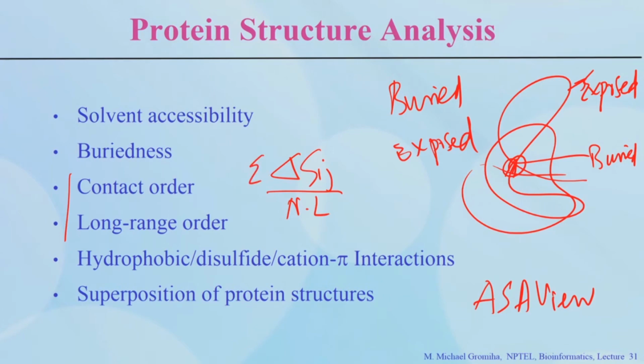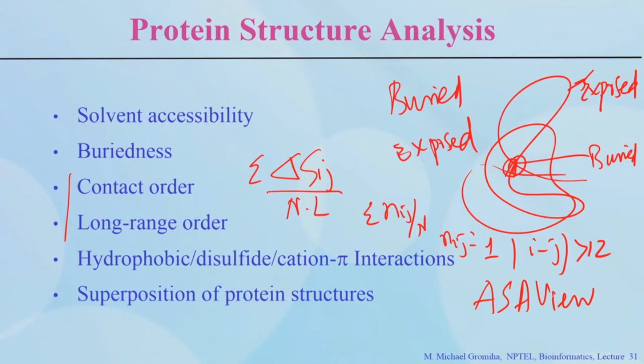What about long range order? You can use Nij by N. So, Nij equals 1 if |i minus j| is greater than or equal to 12. So, this will account only for the long range contacts. Then also we have the hydrophobic contacts, disulfide interactions, cation pi interactions, based on the contact between some specific residues, whether the carbon atoms, or the positive charge and aromatic residues, or the cysteine and so on.